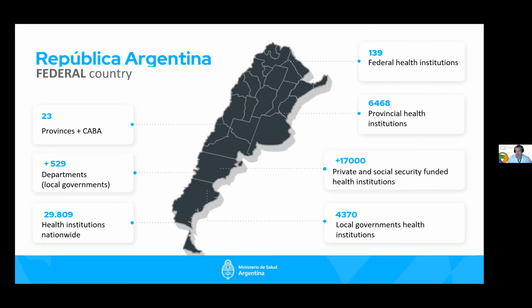We have 139 federal health institutions, others that depend on the provinces, the provincial health institutions, 6,500, and a lot of private and social security funded health institutions, and 370 local government health institutions. This is our map and our reality. Next, please.